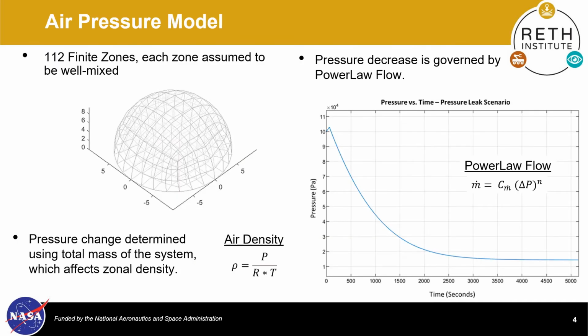The interior environment model utilizes a zonal model approach, in which 112 finite volume zones are used to divide the interior airspace and determine the distribution of pressure and temperature. The pressure change is determined using changes in mass in the system, which therefore affect the zonal density of each zone. The pressure decrease in this model is governed by the power law of flow.